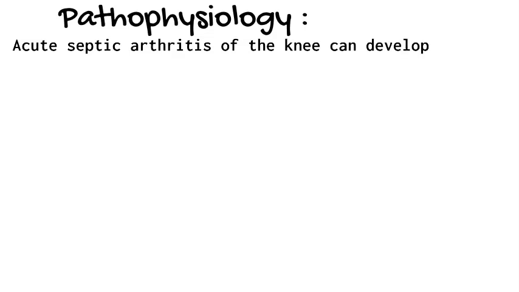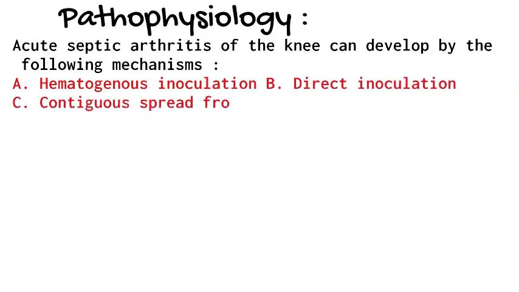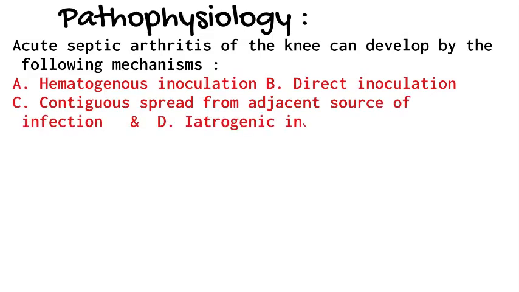Regarding pathophysiology, acute septic arthritis of the knee can develop by the following mechanisms: A. Hematogenous inoculation, B. Direct inoculation, C. Contiguous spread from adjacent source of infection, and D. Iatrogenic inoculation.